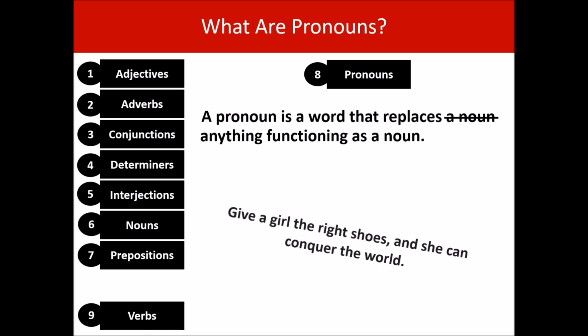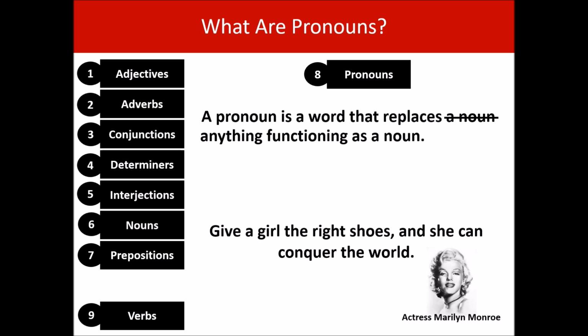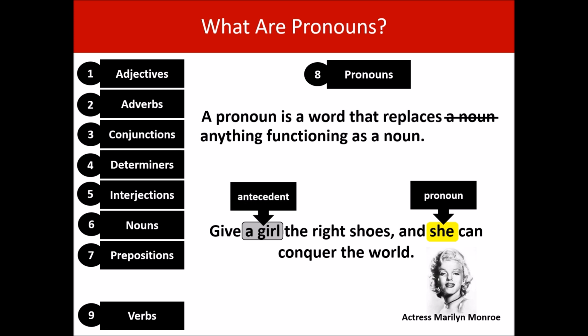Let's look at a real example. This is a quotation by the actress Marilyn Monroe. Give a girl the right shoes and she can conquer the world. Well, she is our pronoun, and it replaces the noun phrase a girl. She is the pronoun. If there's a pronoun, there's an antecedent, and the antecedent is a girl.